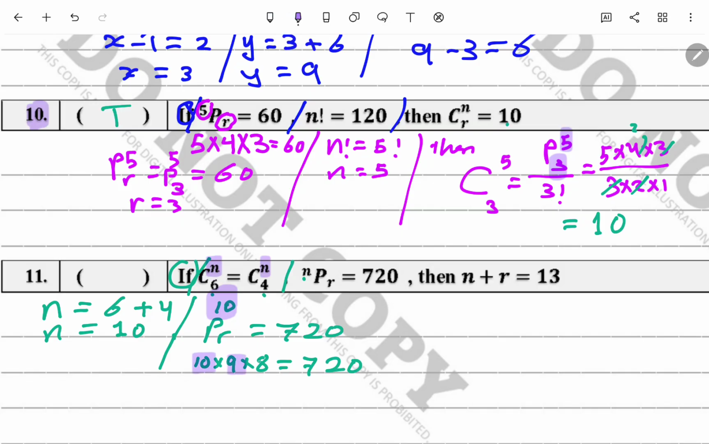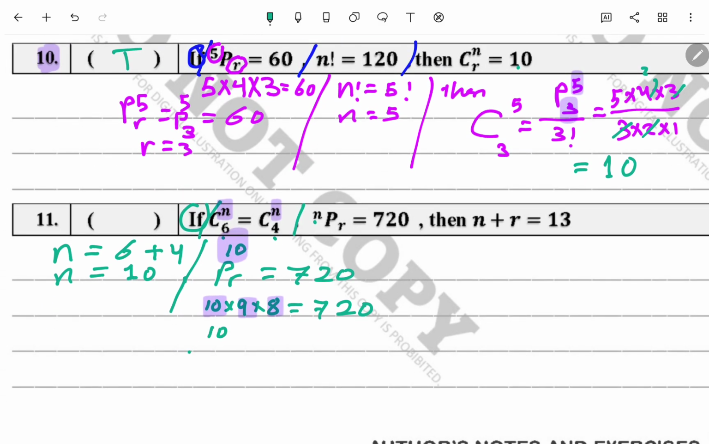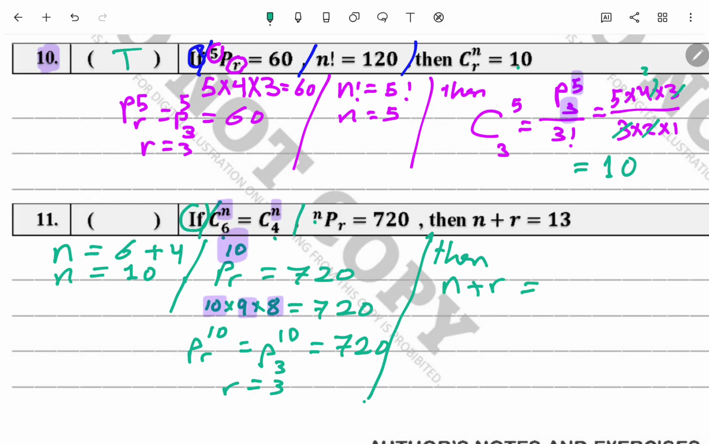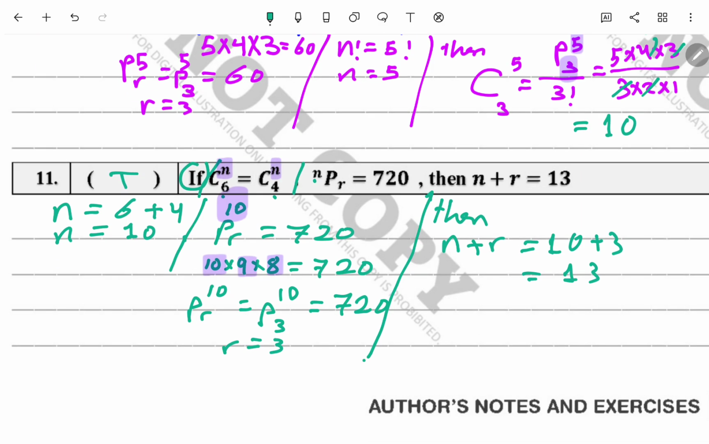You have 1, 2, 3 factors that will make this 10 permutation r the same as 10 permutation 3 at 720. That will make your r equals 3. Then the last step is we're going to add them. N plus r equals, n is 10 and r is 3. That will give you 13, and that will make it true.